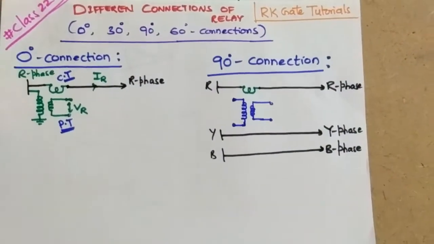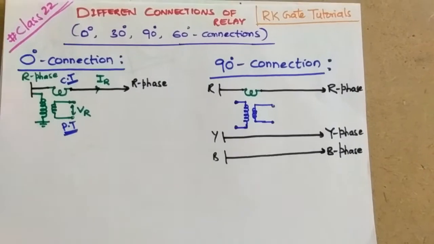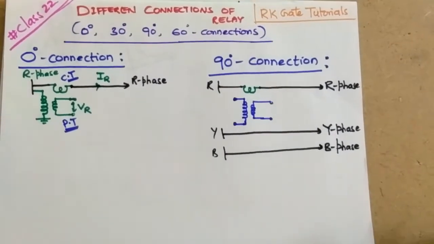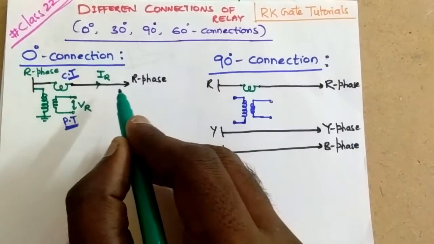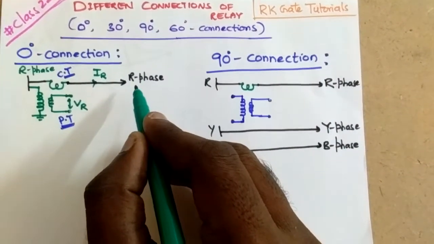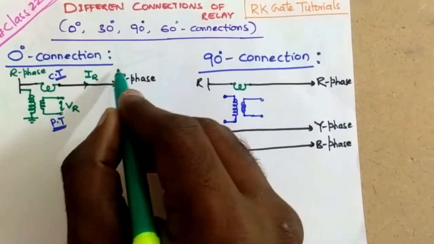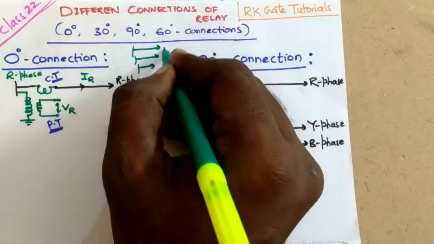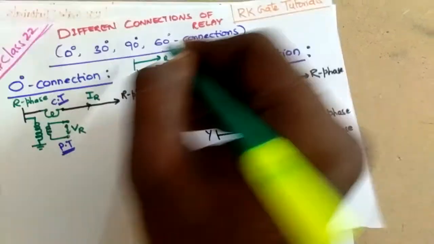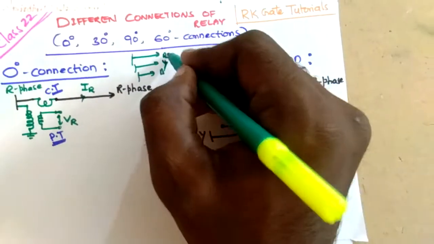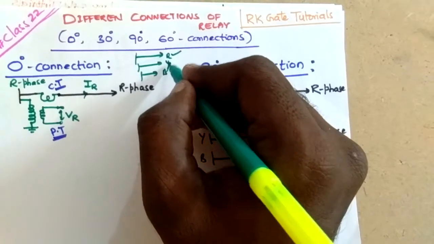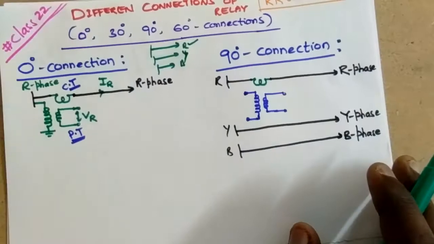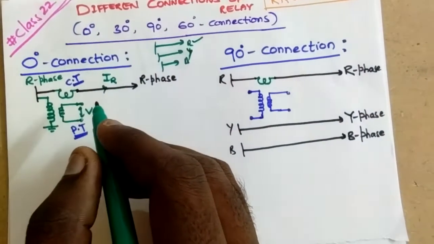Since we have a three-phase transmission system, a three-phase protection system, let me discuss only a single phase. That is, let me discuss with respect to the R phase, since we are having R, Y and B phases. The same will be valid for the Y and B phases as well. So let us discuss the 0 degree connection.